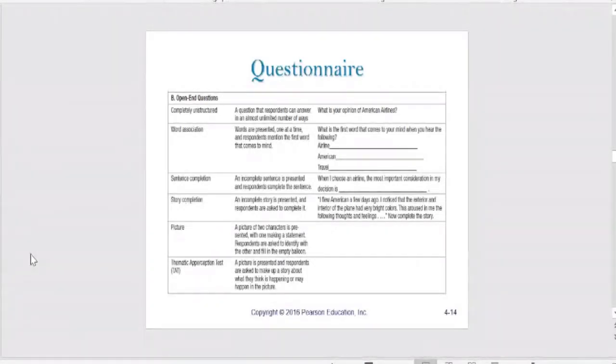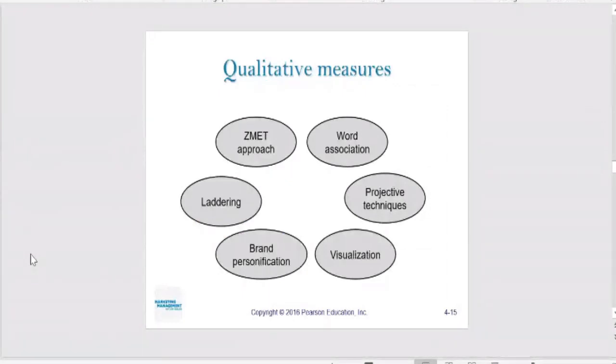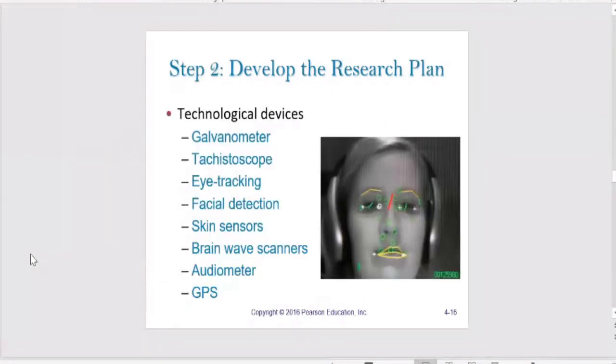Now, these are exactly the different aspects of a questionnaire. Now, we would be looking at certain qualitative measures. These qualitative measures are basically visualization, projective techniques, word association, ZMET, laddering, and brand personification. You'd be looking at all these things on a much later day. Now, I was talking about technology.